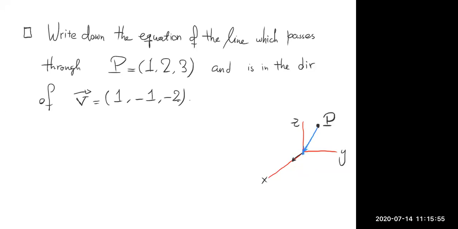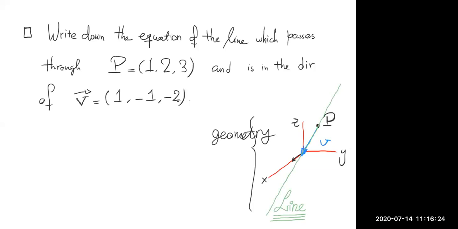We will come here. It would be something like this. And then we want to look at the line which passes through P and it's in direction of V. This is going to be that line. Okay, now they ask us to write down the equation of this line. So this is the geometry part, to be able to draw the line and look at the line and see how does this line look like and things like that. In the algebra side, we should write down the equation.